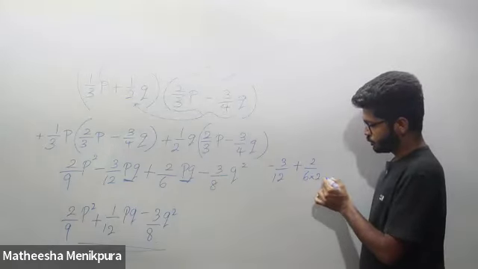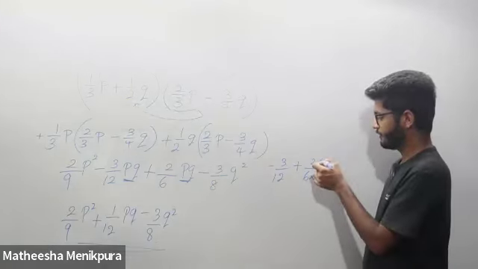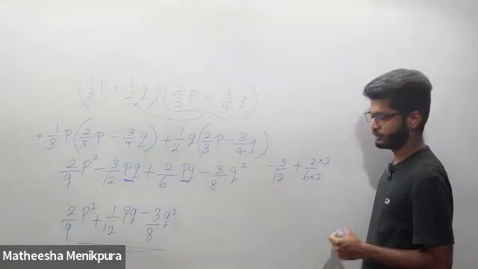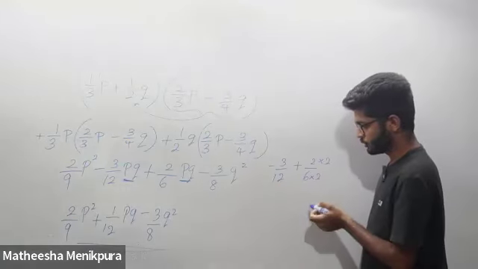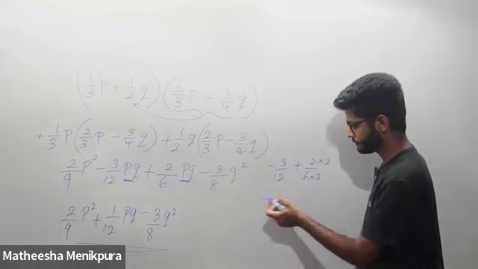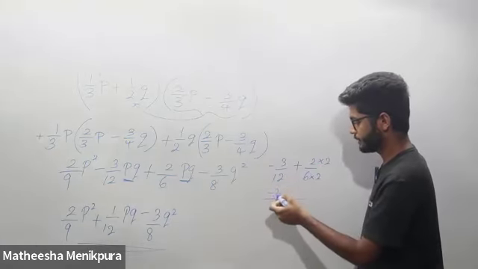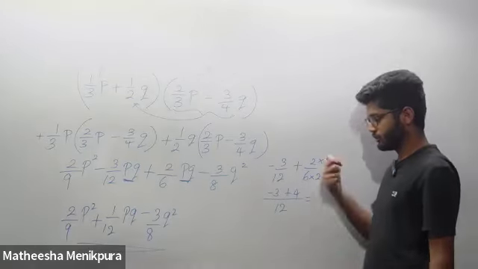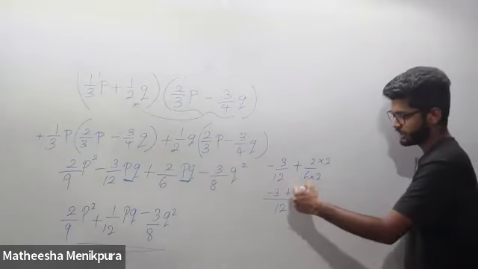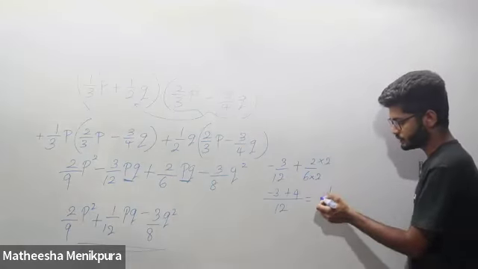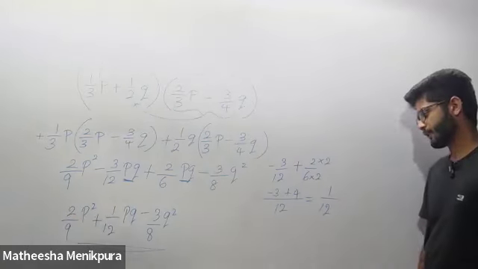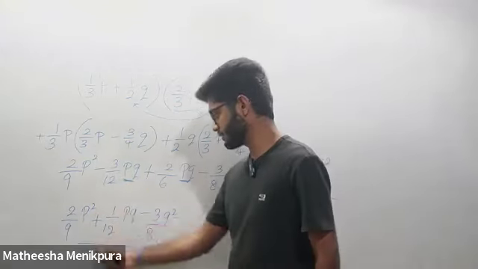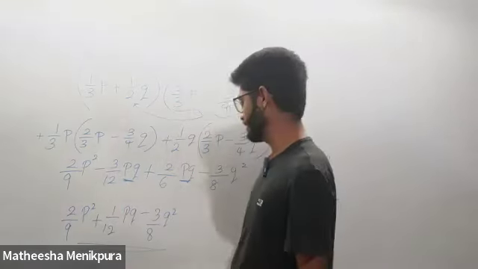I can multiply this one by 2, then it will be 12. Also, if I multiply the denominator by 2, I have to multiply the numerator also by 2. So 6 times 2 is also 12. Common denominator is 12. Here it is minus 3 plus 2 times 2, that is 4. Minus 3 plus 4, the answer is plus 1/12. Therefore, when you simplify these two, the answer is plus 1/12 pq.